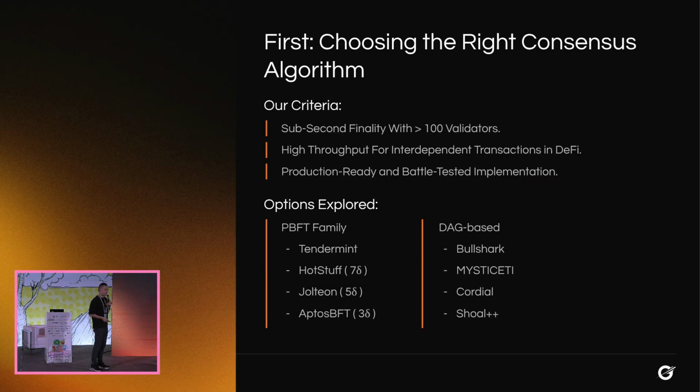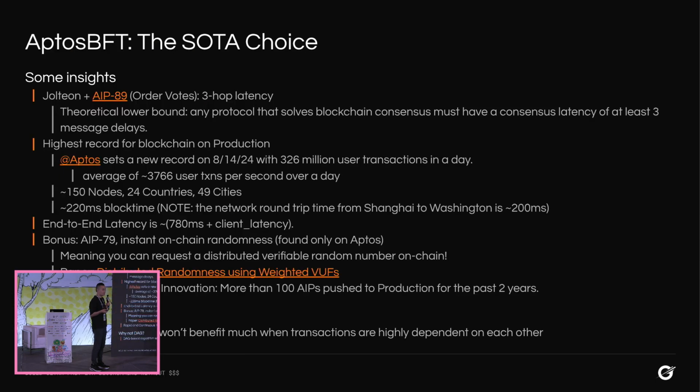To start, let's choose the right consensus algorithm. Our criteria: sub-second finality with more than 100 validators, and high throughput for independent transactions, for example your Uniswap transactions. We want it to be production ready and battle tested, and we want to get it done within 12 months. We explored all options. In the PBFT family, you have Tendermint, HotStuff, Jolteon, Aptos BFT, and there are a lot of fancy DAG-based consensus algorithms as well. It turns out that Aptos BFT is the champion after our exploration.